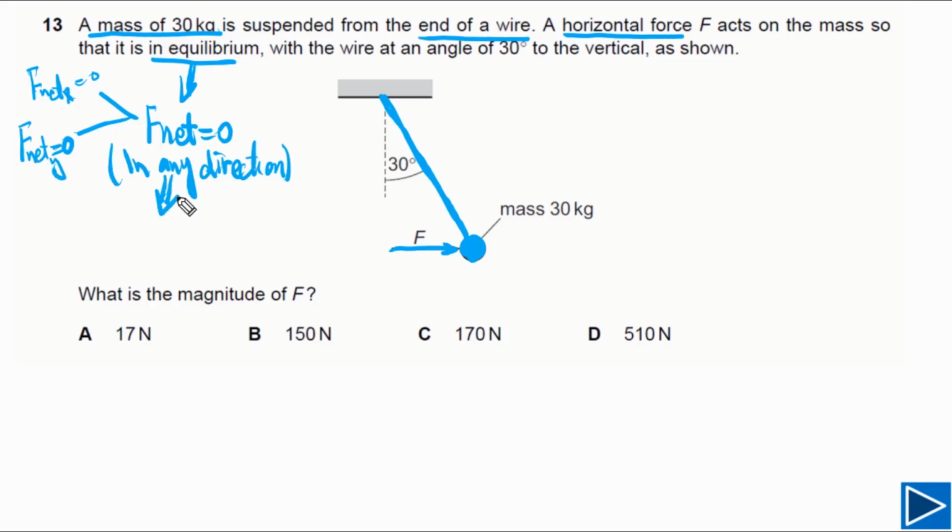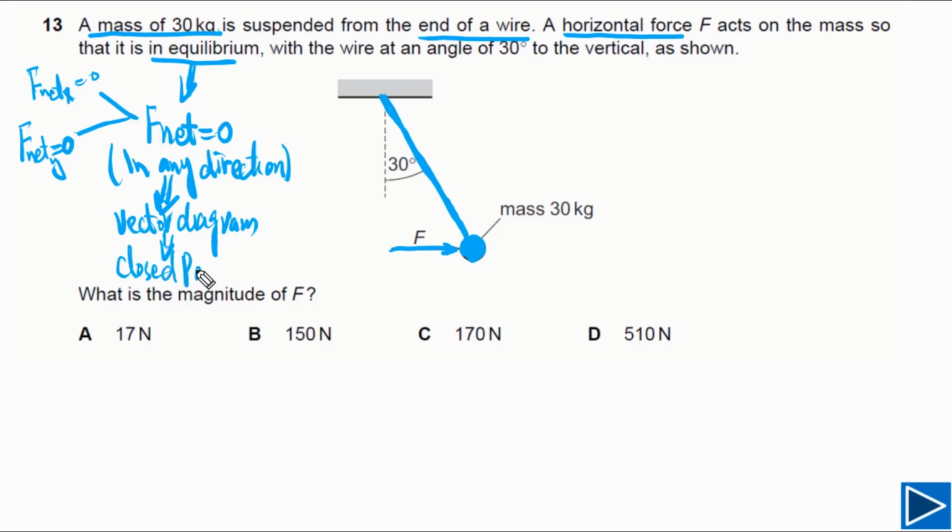The second way to understand equilibrium is with the vector diagram. So the next thing we need to understand is that if we draw the vector diagram for any object that is in equilibrium, then the forces must form a closed polygon.